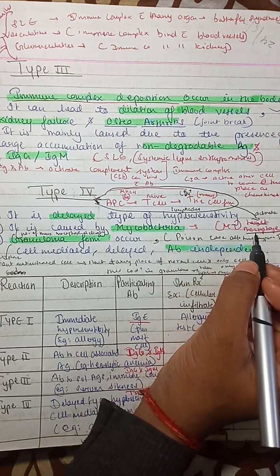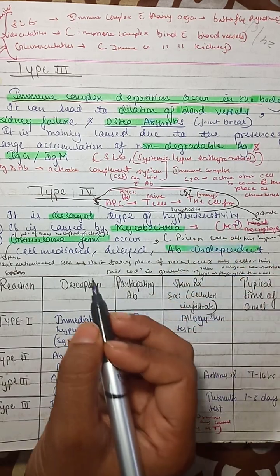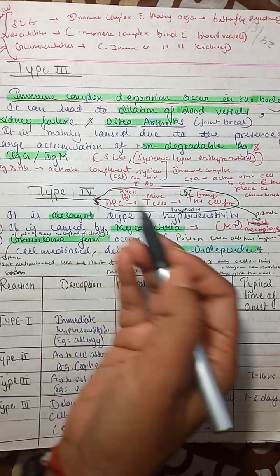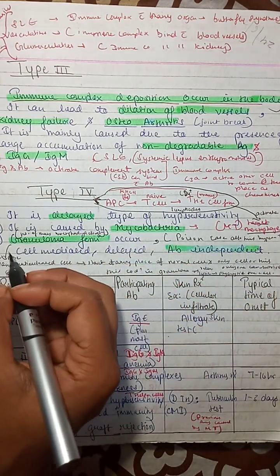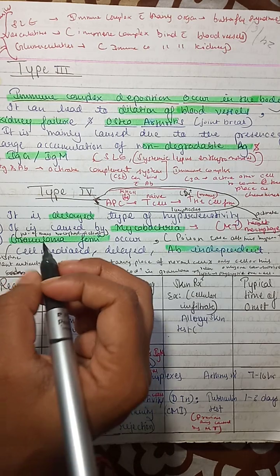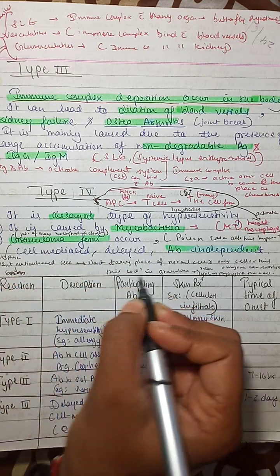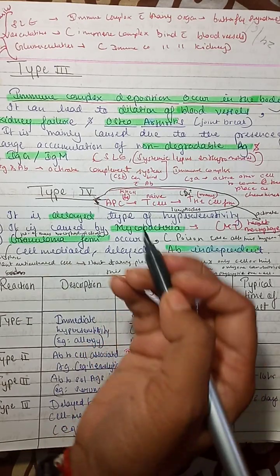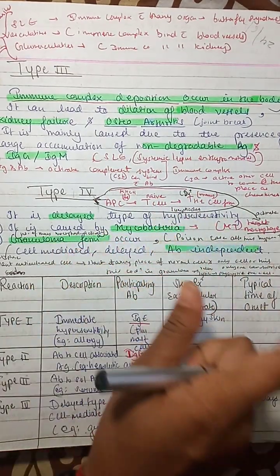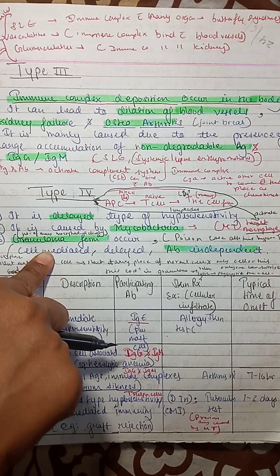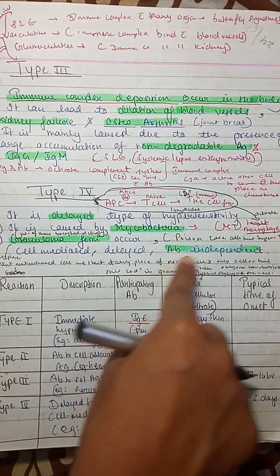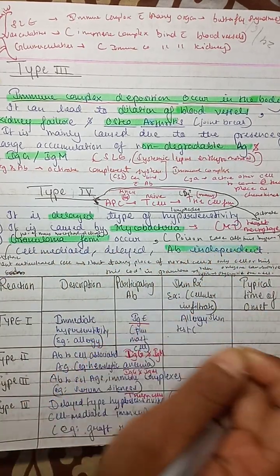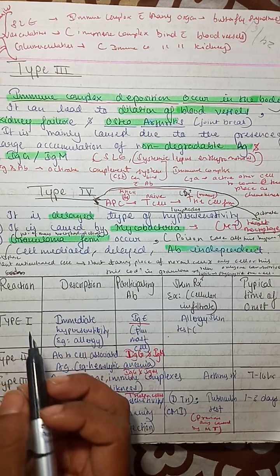Th1 will activate the macrophages, and after activation, this is caused by mycobacteria. Then granuloma formation occurs, that is, many macrophages are activated. Poison ivy is also a type 4 hypersensitivity. It is a cell mediated, delayed, antibody independent hypersensitivity.